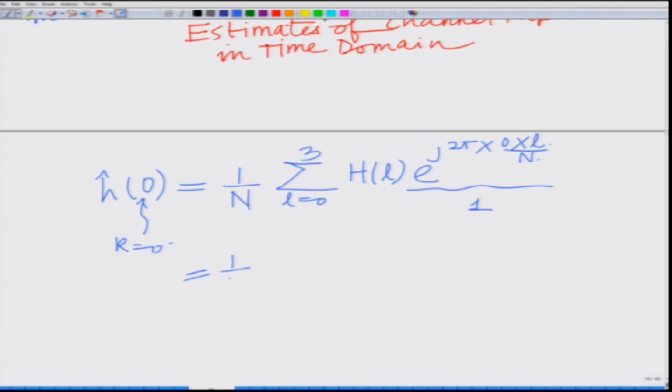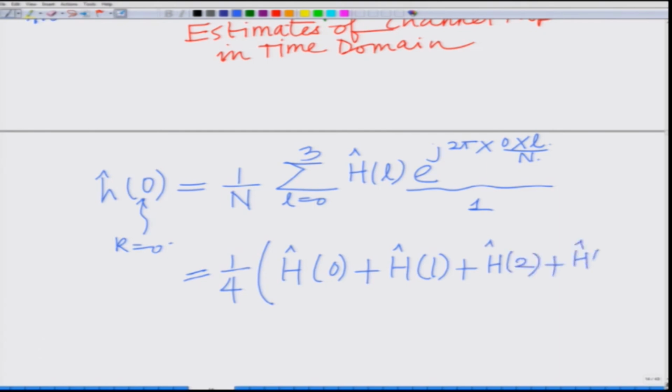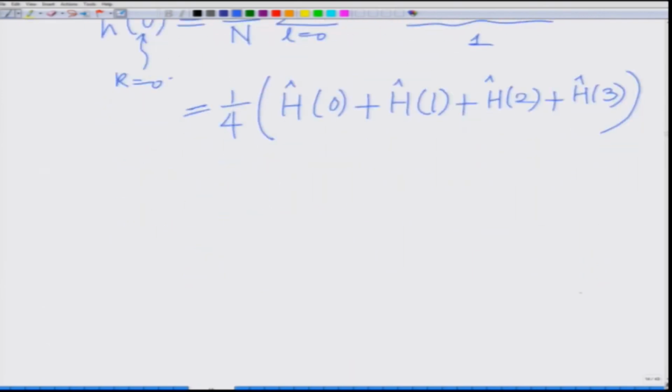This is simply the sum of the estimates of the channel taps, H hat 1 plus H hat 2 plus H hat 3, which is basically equal to, now you substitute the estimates of the channel coefficients across the subcarriers computed above.